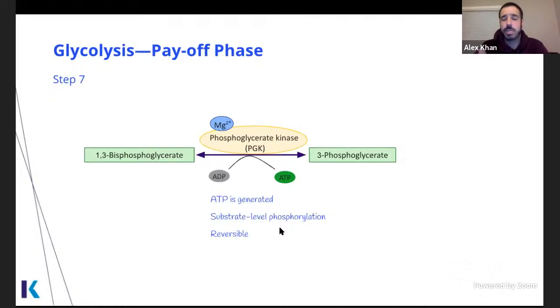Now, of course, just because it is reversible doesn't necessarily mean that it will go backwards very easily, because as we talked about, this is a very exergonic process, going from a high energy intermediate to a low energy resonance stabilized molecule. This heavily favors the creation of the 3-phosphoglycerate product, though technically it still is reversible.